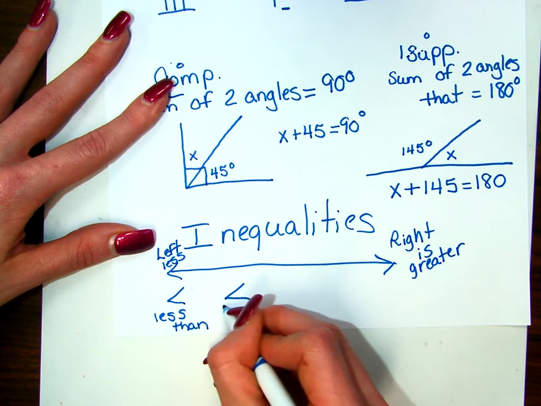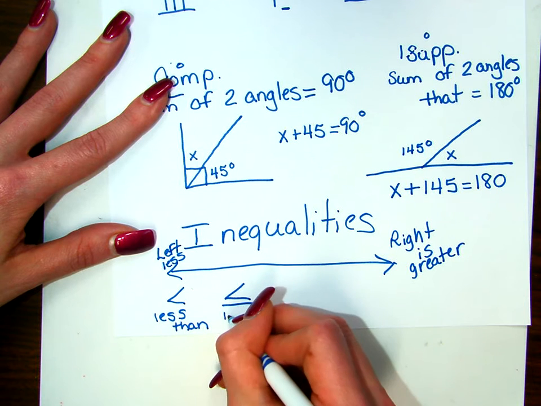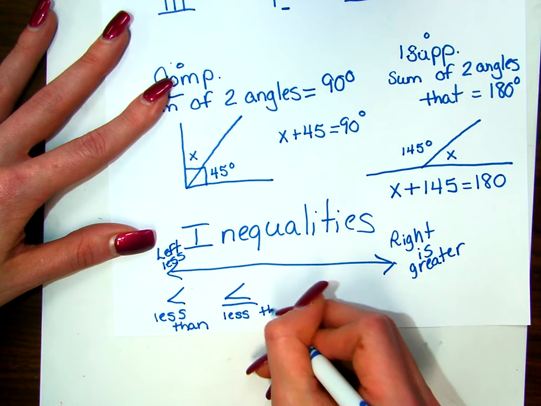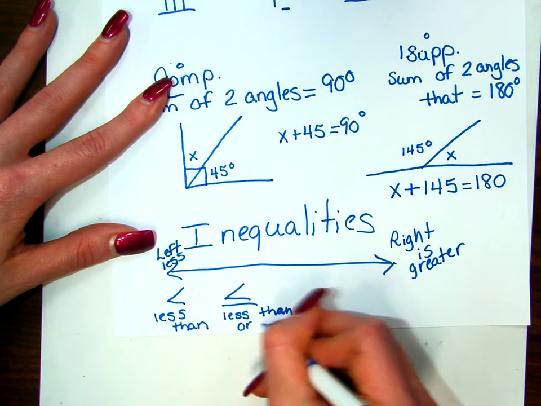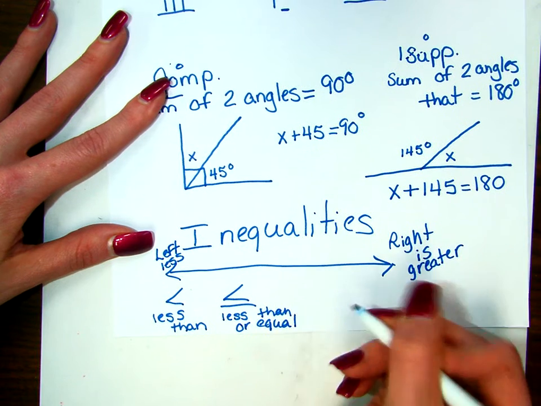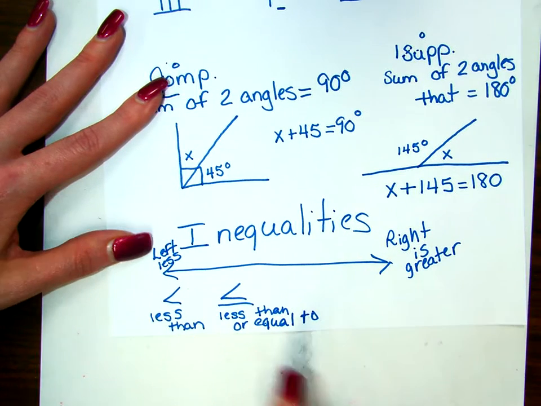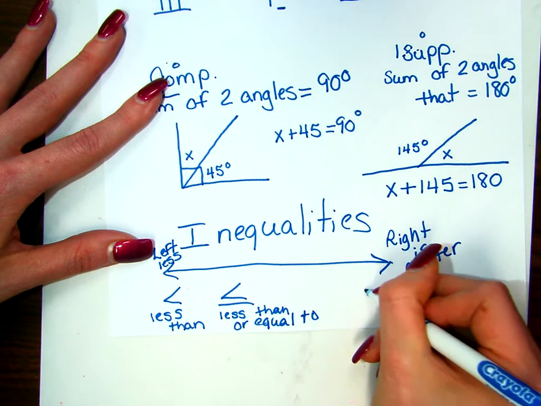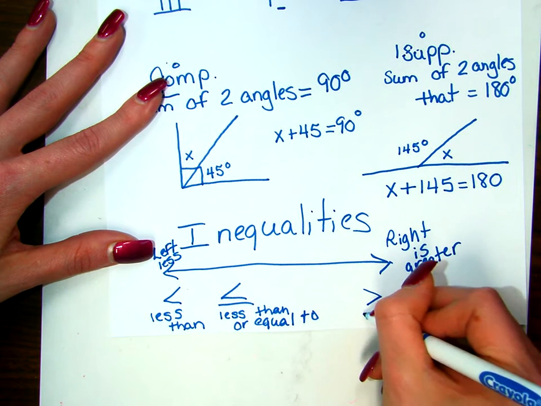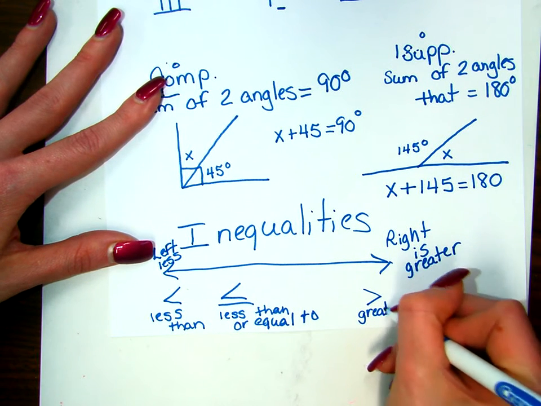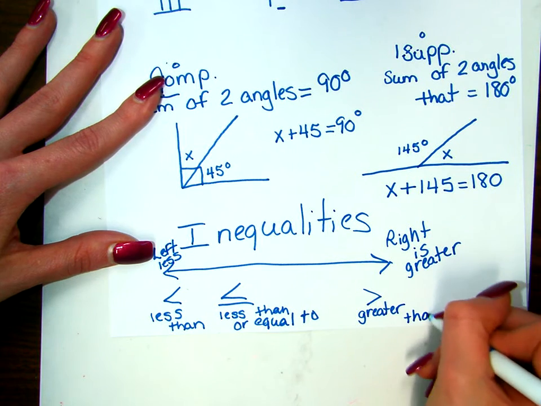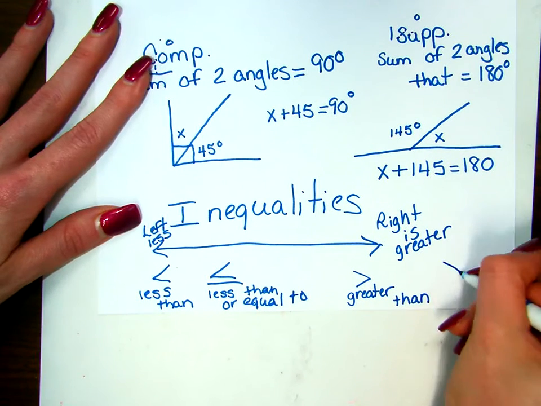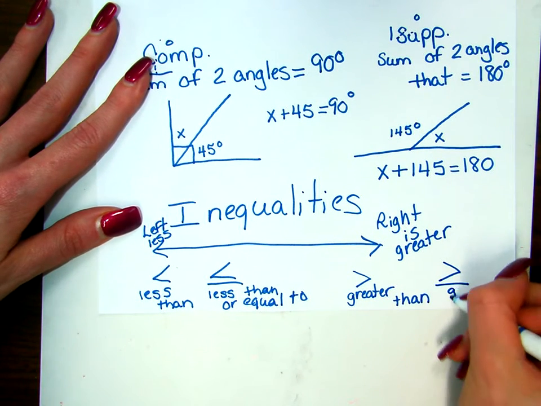This would be a less than or equal to, so less than or equal to. And then, because see how they're pointing left? And then the greater than symbol, this would just be a regular greater than symbol. And then this would be a greater than or equal to symbol.